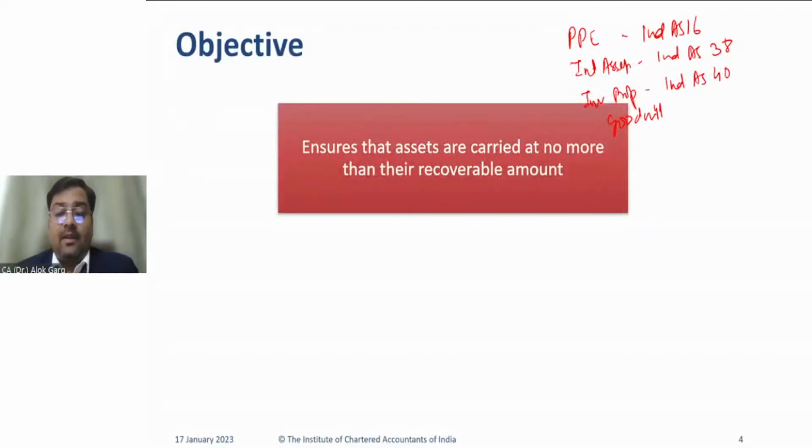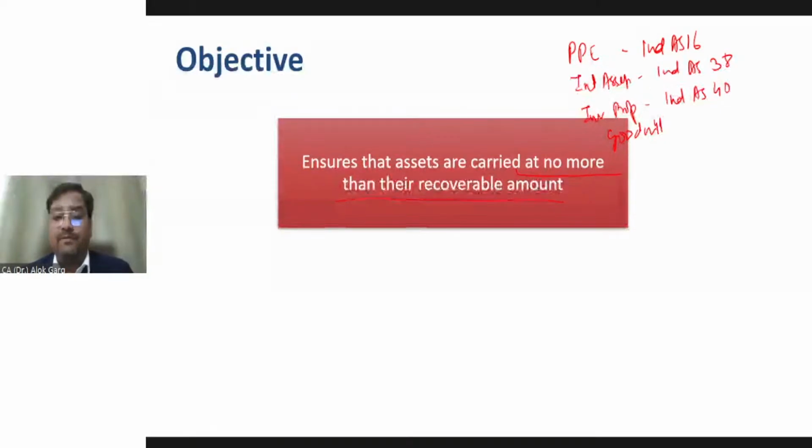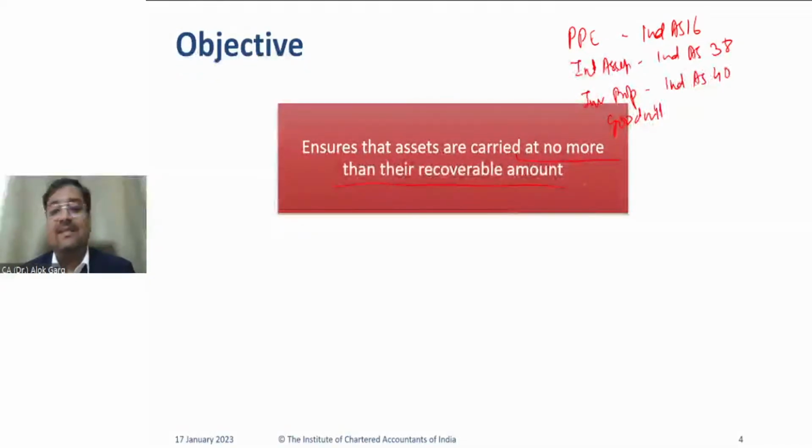Coming to the objective, like every standard has an objective. Why has this standard been issued? This standard is important because it ensures that assets are carried at no more than their recoverable amount. As simple as that. In the books, if the carrying value of the asset is 10 lakh rupees, but the recoverable value of the asset is, let's say, 6 lakh rupees.